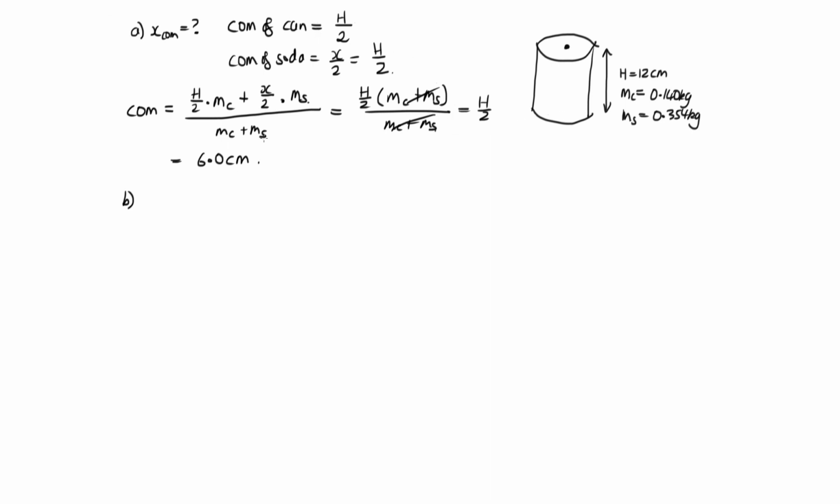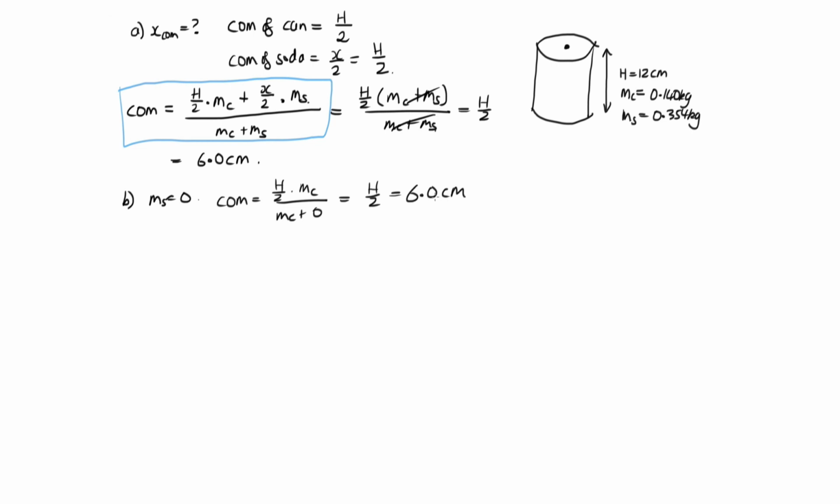So in that case, we've got that the mass of the soda is equal to 0. So we can use this same equation here, but now we've got that the mass of the soda is 0. So when we do that, we have that the center of mass is equal to H over 2 times the mass of the can over the mass of the can plus the mass of the soda, which is 0. And so this will be equal to H over 2, and so it's still 6 centimeters.